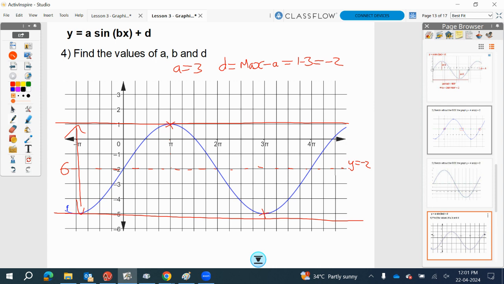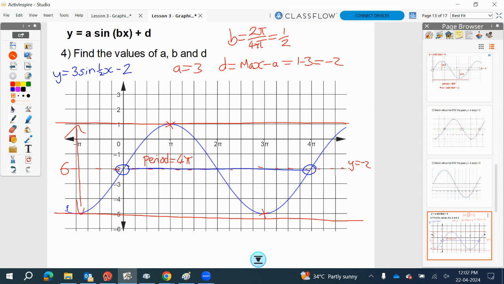What am I going to do next? I'm going to look for the period. So I can see the period from this point here, repeats to this point here. So our period is 4 pi. So lastly, B is equal to 2 pi divided by 4 pi, which equals a half. This is the function y equals 3 sine a half x minus 2.